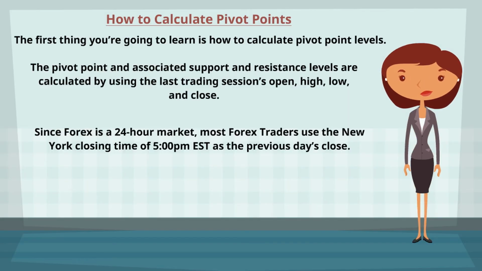Let's move to another topic. How to calculate pivot points. The first thing you're going to learn is how to calculate pivot point levels. The pivot point and associated support and resistance levels are calculated by using the last trading session's open, high, low, and close. Since Forex is a 24-hour market, most Forex traders use the New York closing time of 5 p.m. EST as the previous day's close.